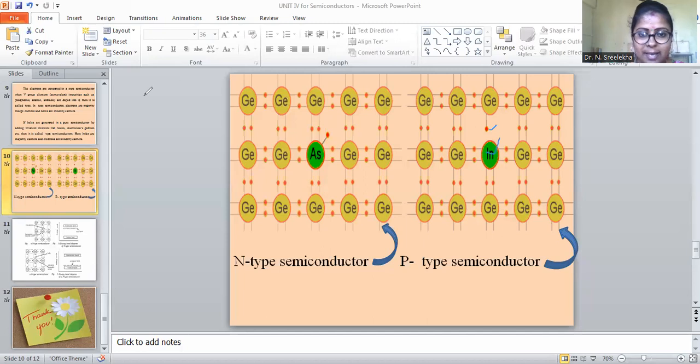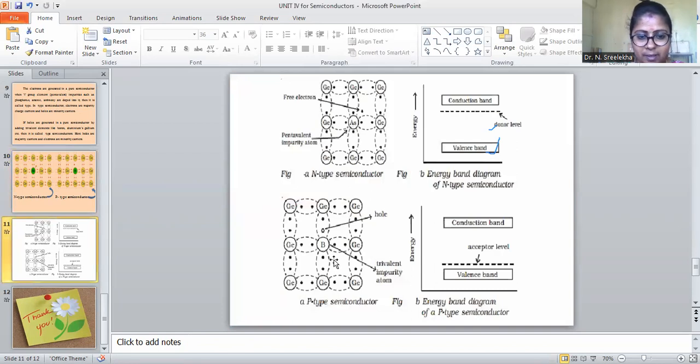See this in this diagram. Here, boron is also a trivalent impurity. If we dope the trivalent impurity boron into the 4th group element germanium, the 3 valency electrons of the boron are strongly bonded with the germanium, and one hole is created. This is called a hole acceptor.